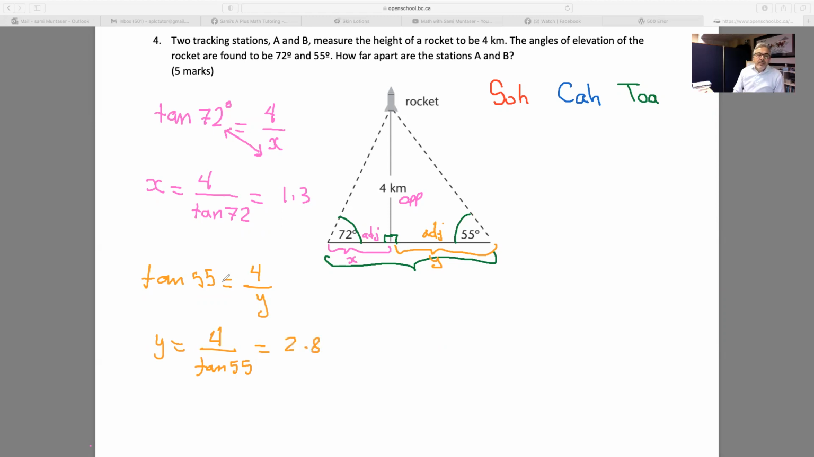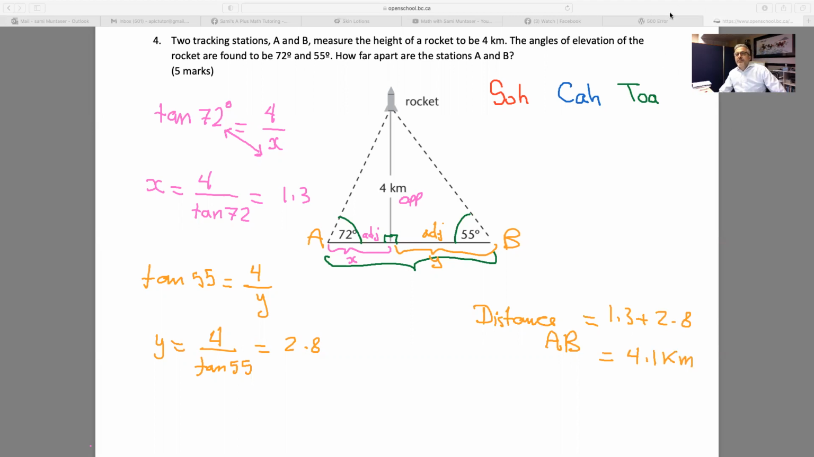2.8. So therefore, the whole length between A and B here would be 1.3 plus 2.8, which equals 4.1 kilometers.